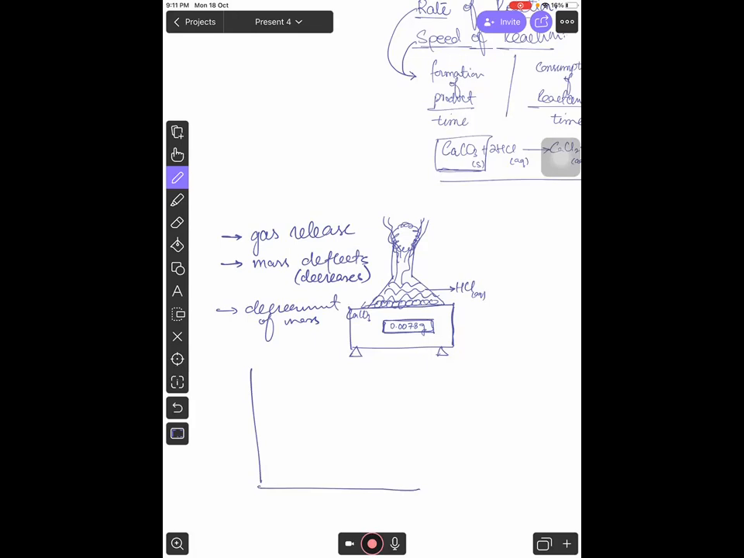Just check the mass at the first second and plot it over here. Then the mass at the second second, you plot it over here. It is continuously decreasing, so you can easily plot the mass at different points. After a few minutes or seconds, the reaction is going to be constant because the mass will not decrease further, and it will be like this.